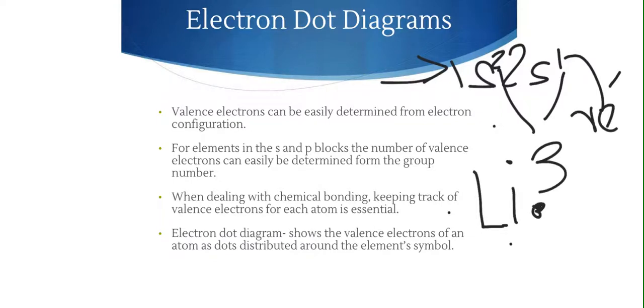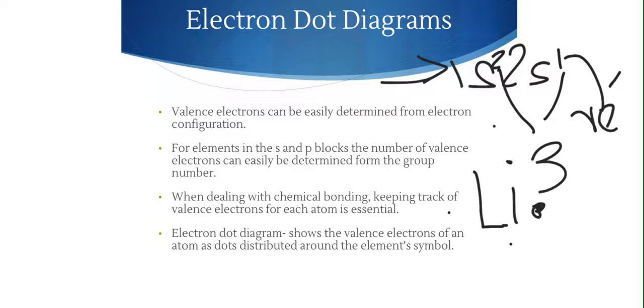The big rule, though, when you're dealing with electron dot diagrams is to distribute the electrons around the symbol first. The reason for this is because electrons have the same charge. They are negatives. So any kind of charge that is the same, they repel each other. So that's how it's represented on the electron dot diagram, is that you distribute them around.